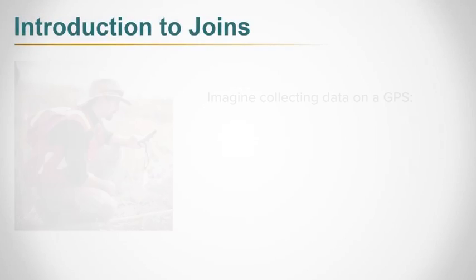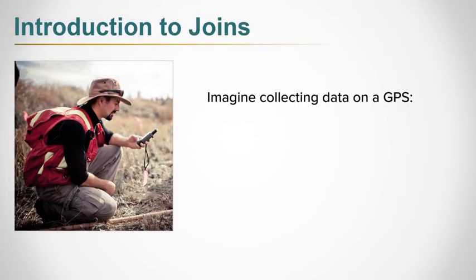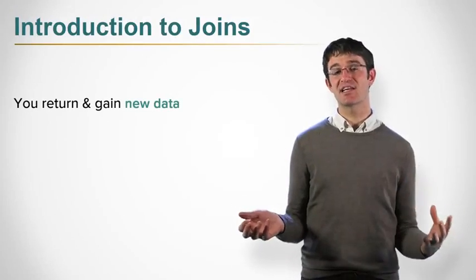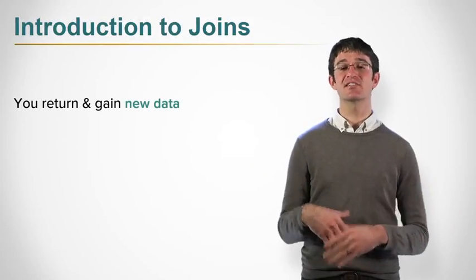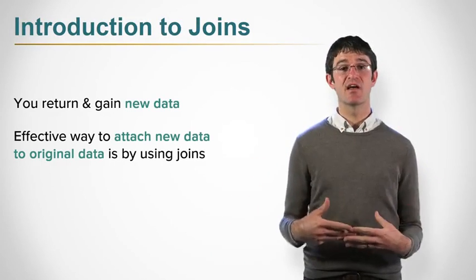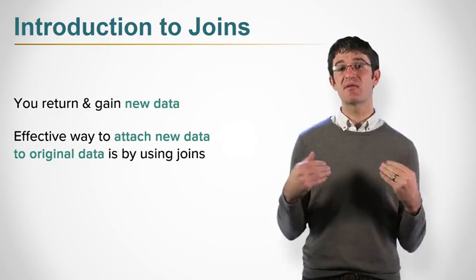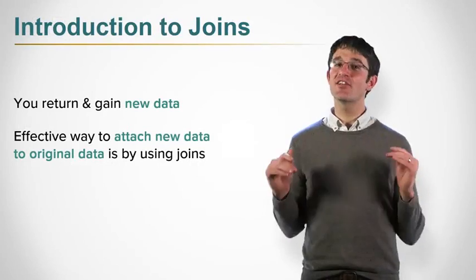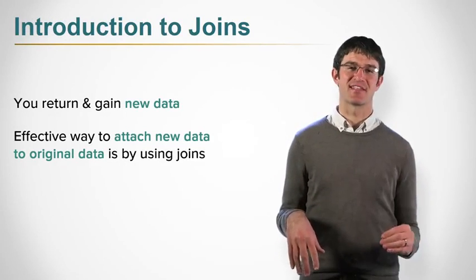So first, imagine a situation where you go out into the field in whatever your discipline is, and you collect some data on a GPS. You collect the location and its name, as well as a couple other relevant parameters. Now, imagine that you go back a second time to those same locations and collect some other parameters. We need an effective way to attach that new data back to the original data so that they can be used and analyzed in one feature class. Joins are the tool that allow us to do things like this.